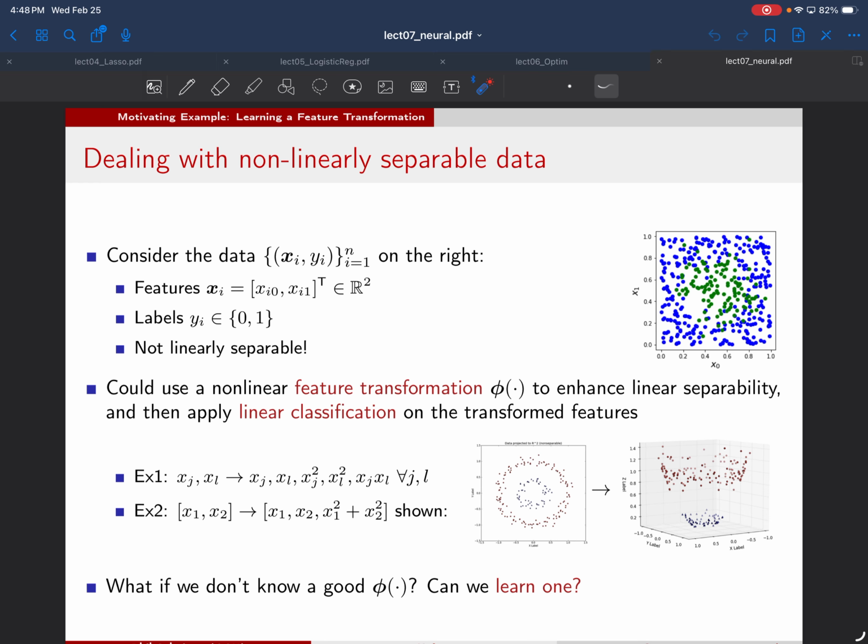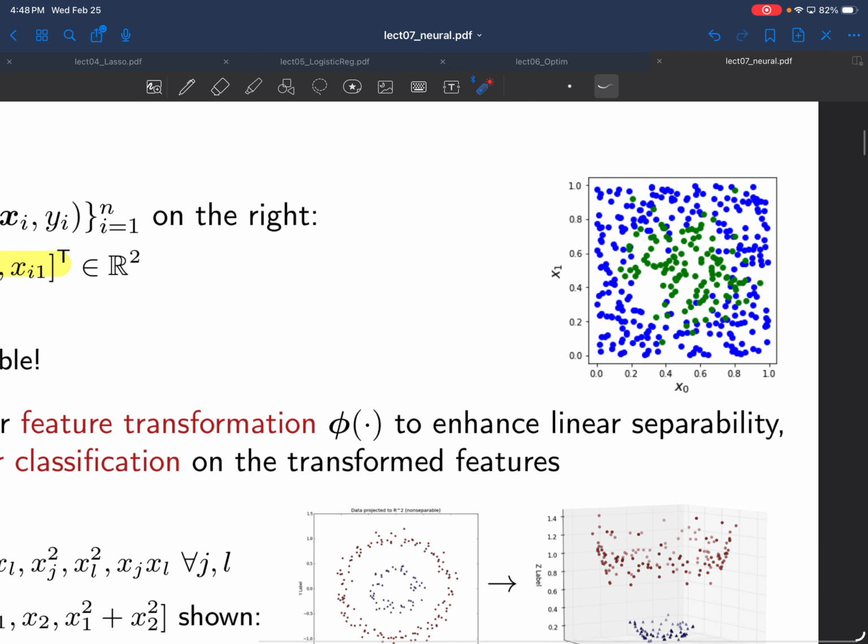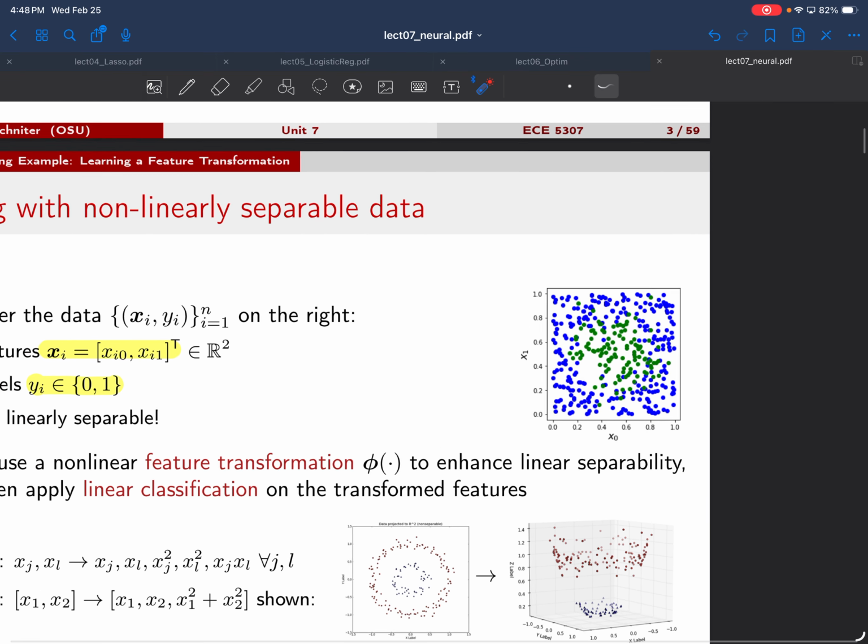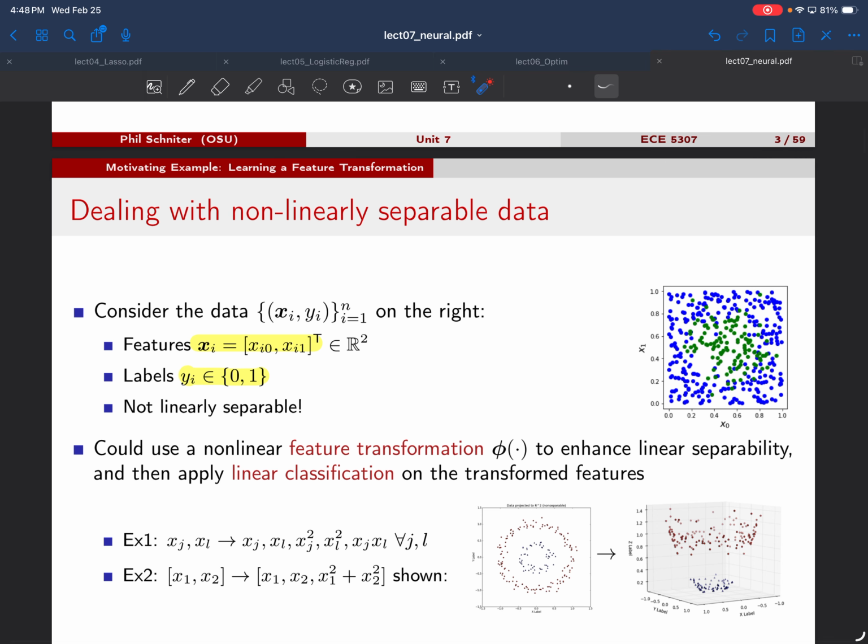So here we have a classification problem, binary classification. We have labels that are either 0 or 1, and in this picture they're either blue or green. Our features now are just going to be two-dimensional, so we can visualize them. So we have x0, x1, and we have a scatter plot. And so you can see we have a non-linearly separable data set.